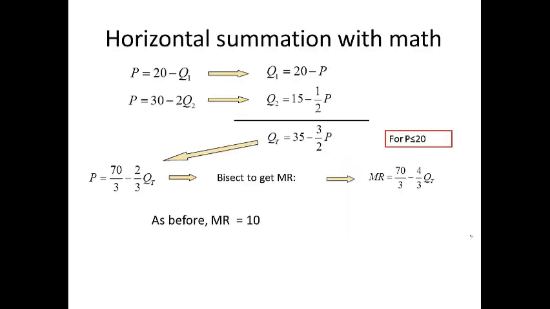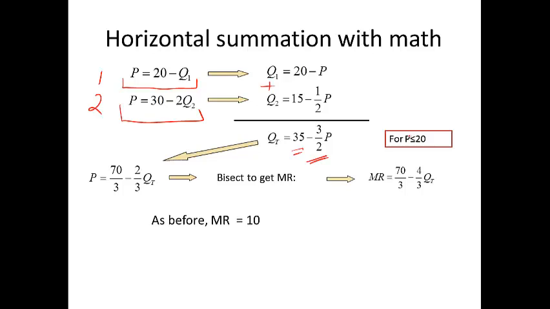Here it is mathematically. So this is the demand curve in segment 1, and this is segment 2. Horizontal summation requires us to add up quantities. So we need to re-express this demand curve here as Q1 equals 20 minus P. We need to re-express this one as Q2 equals 15 minus a half P, which we get just by dividing everything by 2. When we sum Q1 plus Q2 to get QT, what we have is it equals 20 plus 15, or 35, minus 1 minus a half, or minus 3 halves times P.